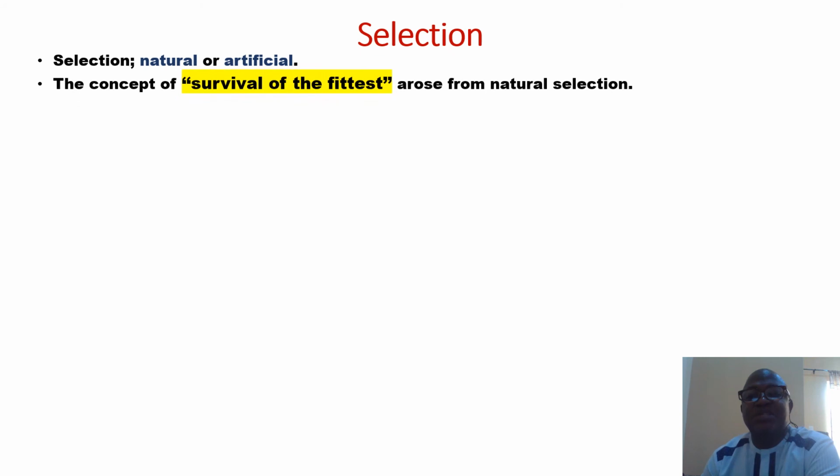So let's look at selection. Selection is natural and artificial. Selection happens even when we want to get married; we do selection. That is artificial selection. Selection is a keyword when we talk about the concept of survival of the fittest. This concept arose as a result of selection, nature's ability to select those that will survive to reproductive age, and that is naturally, or when artificially we select animals or plants that we feel are fit enough to survive to reproductive age.